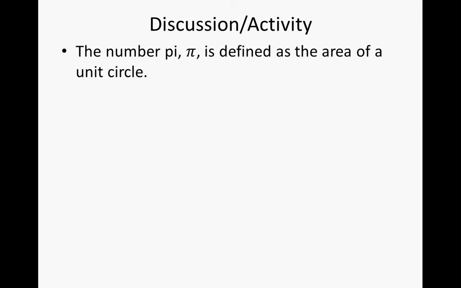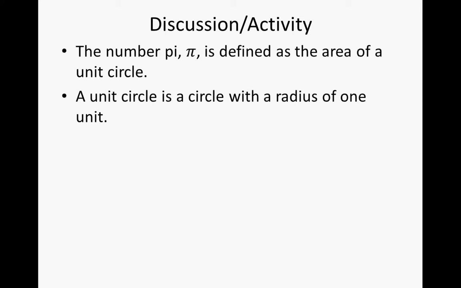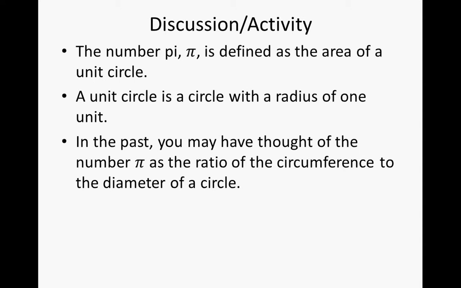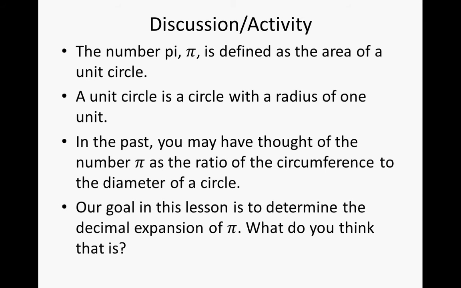Alright, let's go ahead and discuss and also start with our activity. So the number pi is defined as the area of a unit circle. A unit circle is a circle with a radius of 1 unit. In the past, you may have thought of the number pi as a ratio of the circumference to the diameter of a circle. Our goal in this lesson is to determine the decimal expansion of pi.